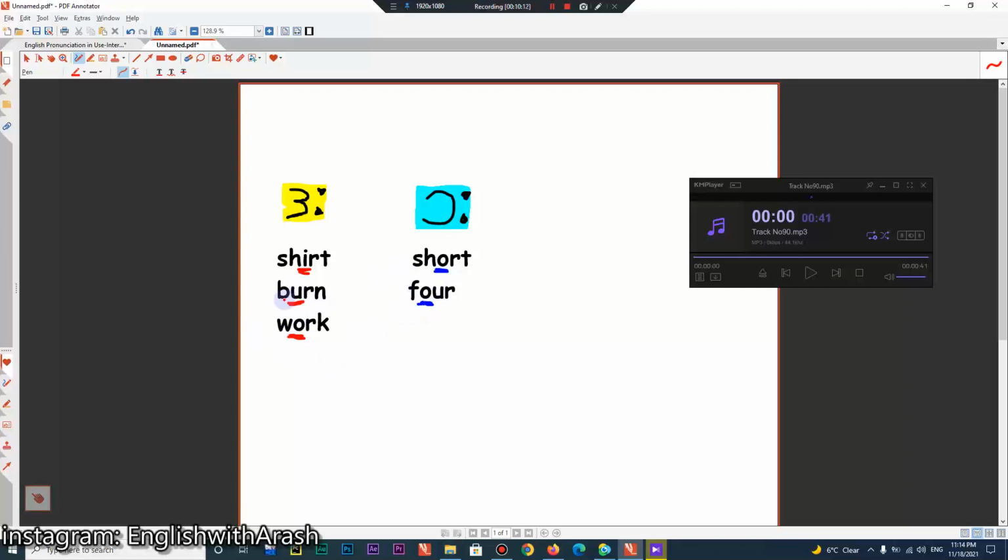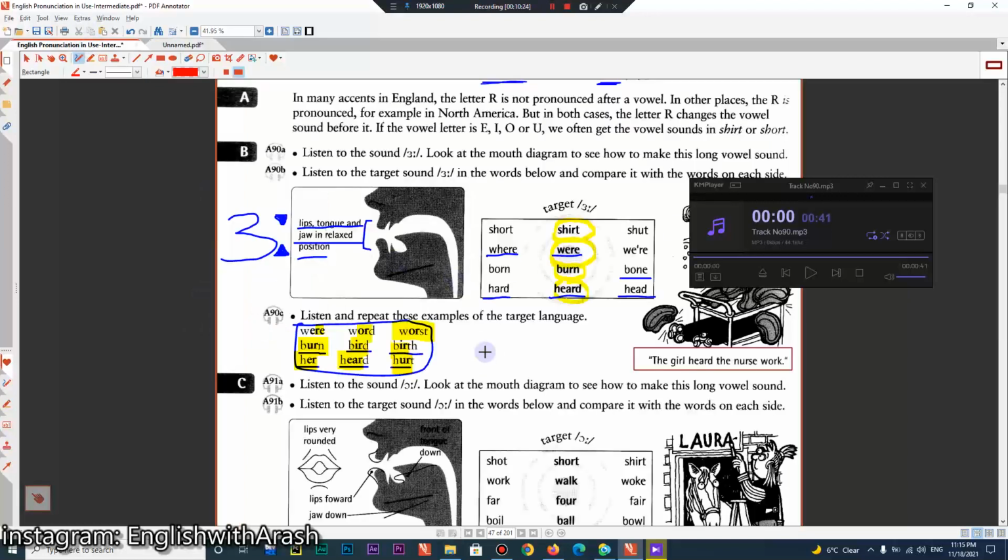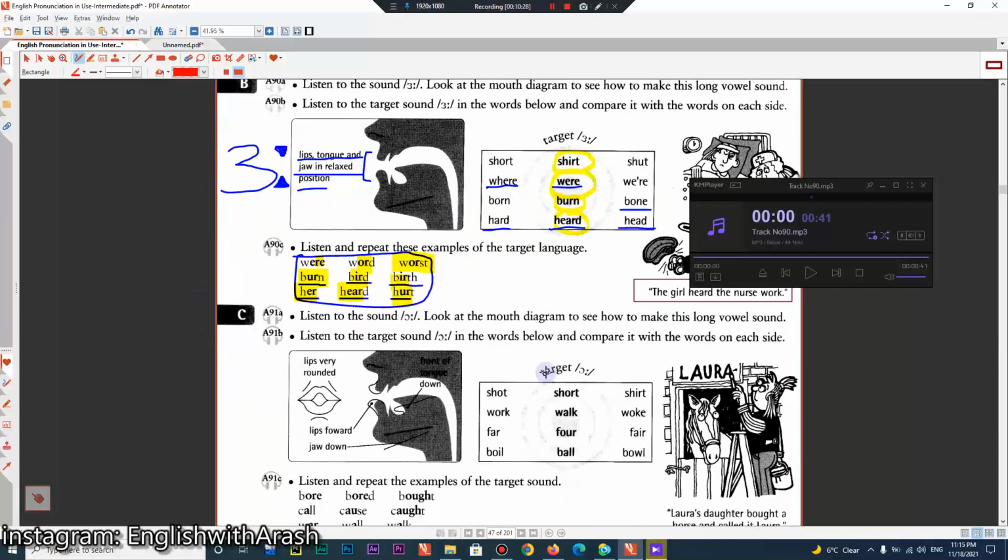Shirt, burn, work. It's that sound. So this is one of the common ones that a lot of people probably mispronounce. The girl heard the nurse work. Now let's go to the next one.